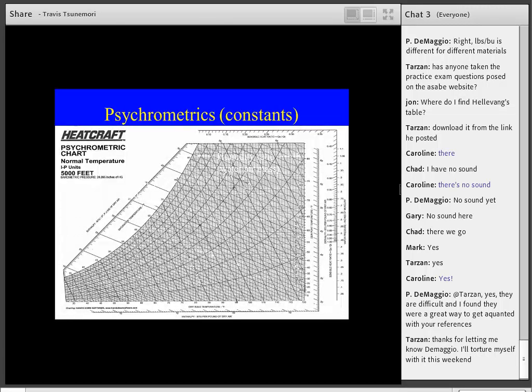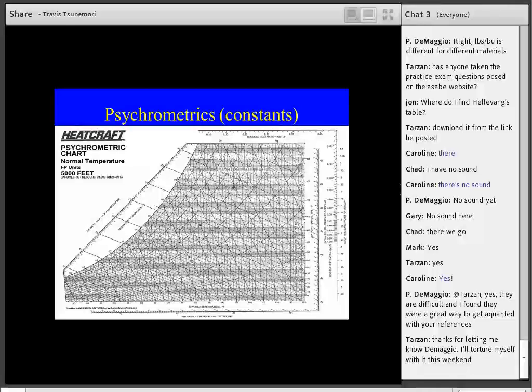So saturation, you can see on the left-hand side, it simply says saturation temperature. That line is the 100% relative humidity line. It's a curve, okay? Curve from the lower left up to the middle of the chart. Makes a curve. That's the saturation temperature.